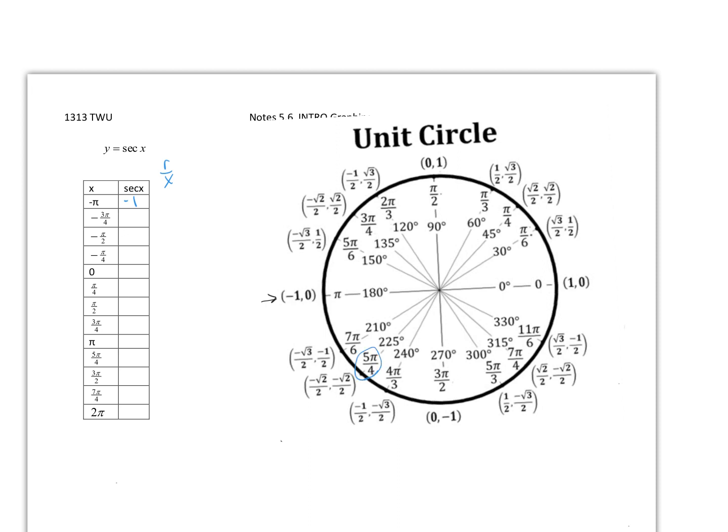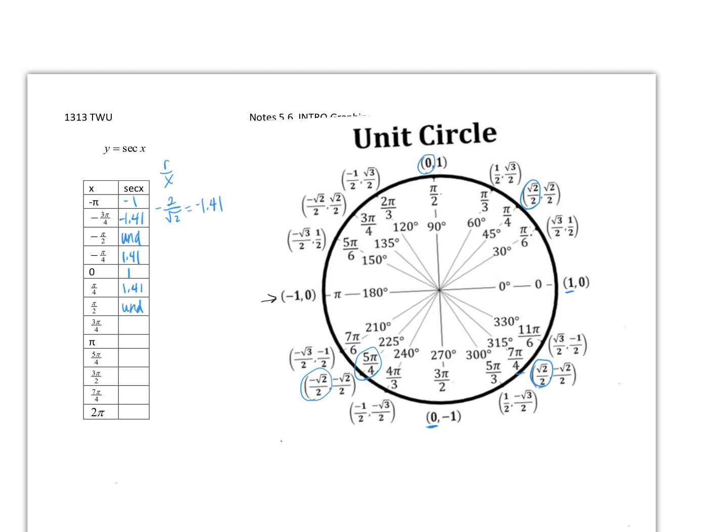At negative 3 pi over 4 right here, it's 1 over negative square root of 2 over 2, which means it's going to be 2 over the square root of 2. Now, if we put that in our calculator, I get negative 1.41. Right here, at negative pi over 2, we get 1 over 0, so this is undefined. Negative pi over 4, when I reciprocate this, it's going to be positive this time, but it's still 1.41. At 0, 1 over 1 is 1. Pi over 4, here we go, it's 1.41 again. Pi over 2, it's 1 over 0, so again, we're undefined.